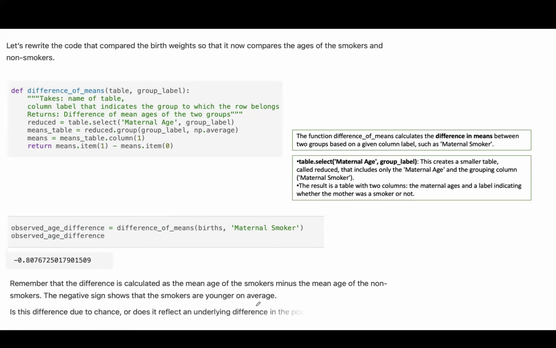Is this difference due to just random chance, or does it reflect an underlying difference in the population? This is the question that we are interested in answering. As before, we can use a permutation test to answer this question. If the underlying distributions of ages in the two groups are the same, then the empirical distribution of the difference based on permuted samples will predict how the statistic should vary due to chance.